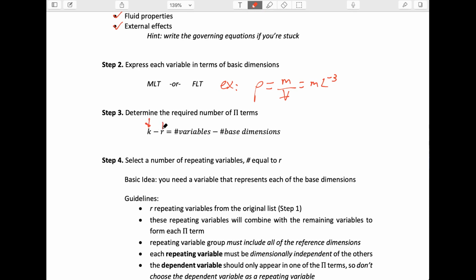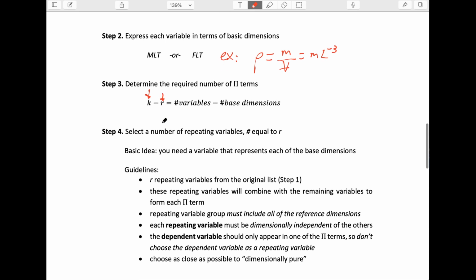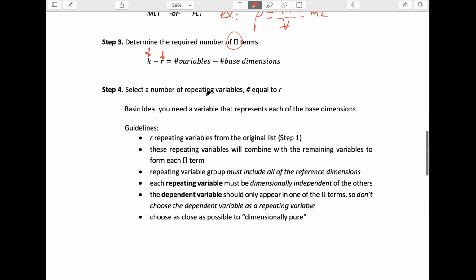The R is the number of base dimensions that you used in step 2. And so that's probably a number between 1 and 3 in this course anyhow. And so that gives us a number that is the total number of pi terms that we're going to need. And so now it's just time to build those pi terms.